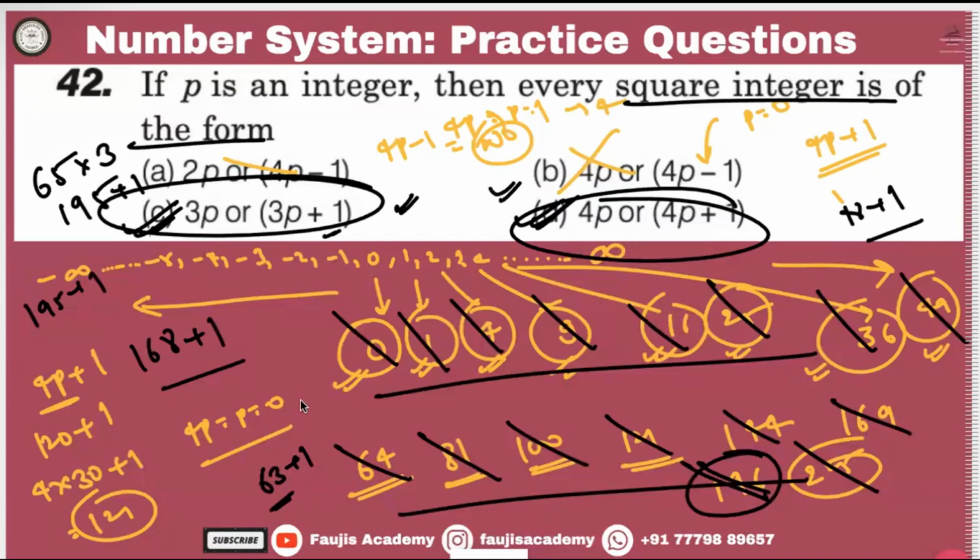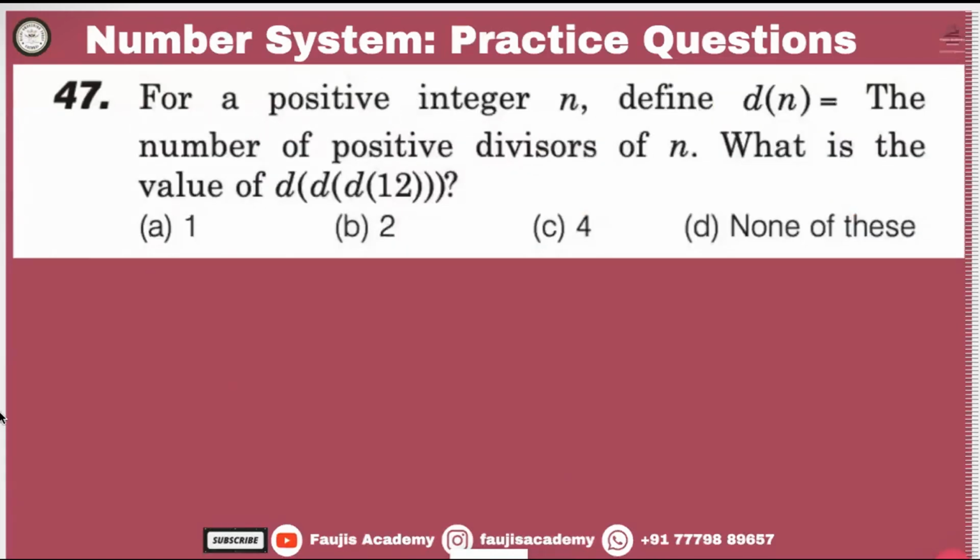But as far as I know this concept, any square can be represented in either of these forms, either 3P or 3P plus 1, or 4P or 4P plus 1. If you did not get this, please do it at your own end. If you still did not get it, I will let you know once more. Would that be okay for you guys? Yes, sir. First try it at your own end and let me know. Take 1 minute of your time.